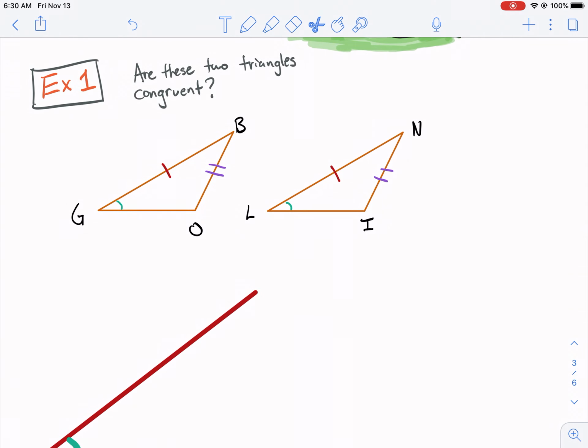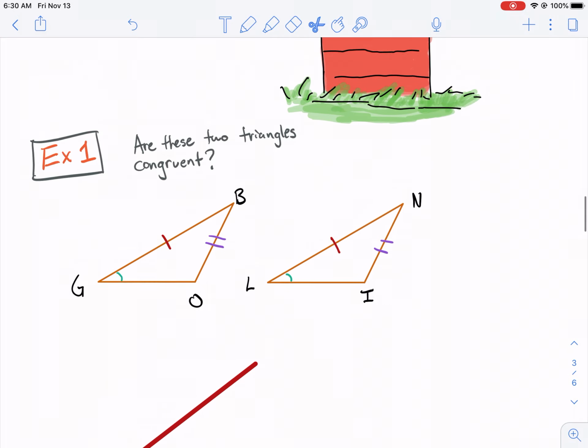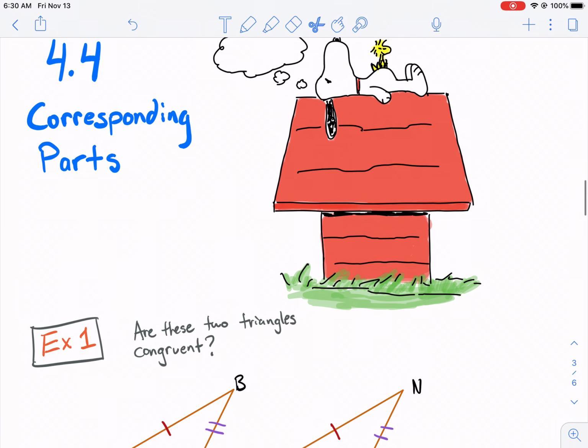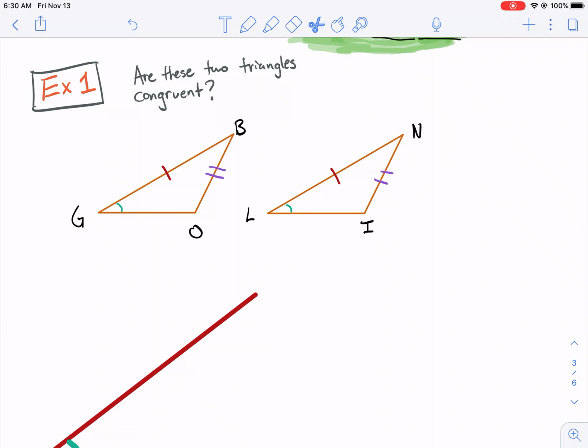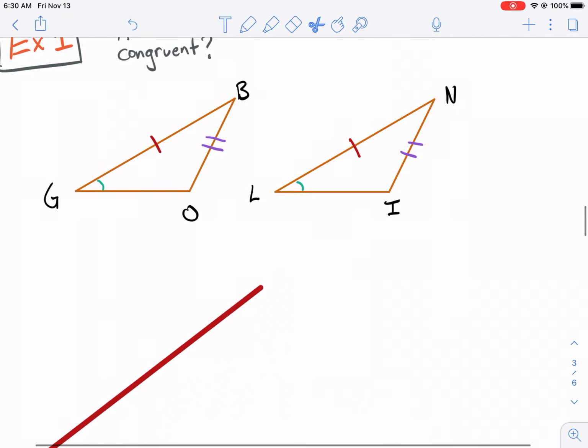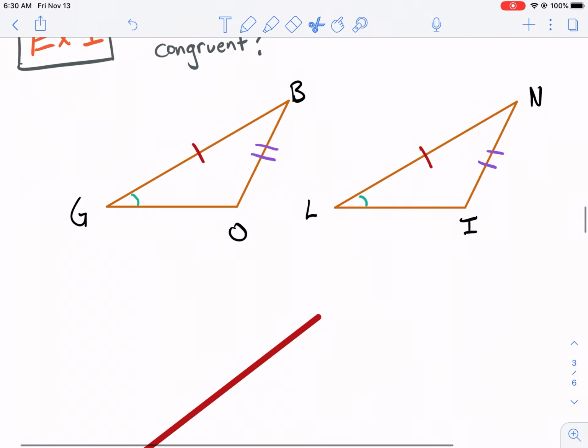Let's look at example 1. Are these two triangles congruent? In this video, we are going to break down a common misconception when it comes to triangle congruence. Part 2 will be the follow-up of this. So let's contemplate this situation: we have this angle here, and it matches this angle.